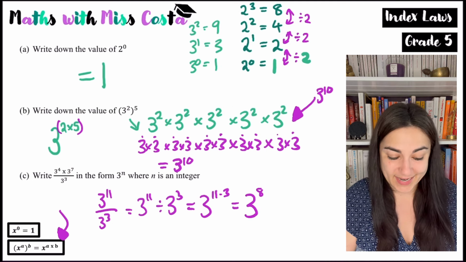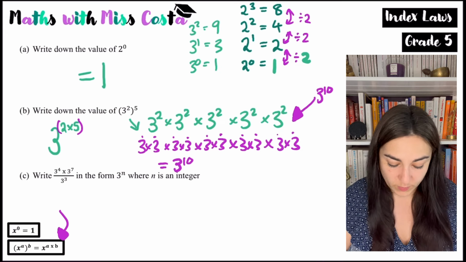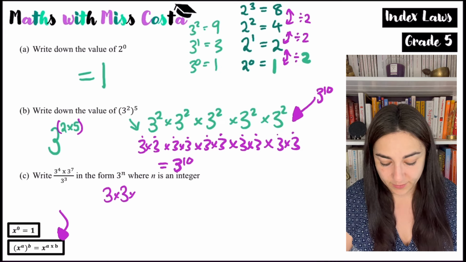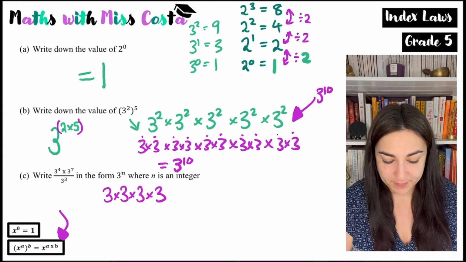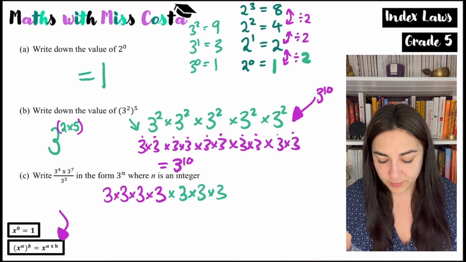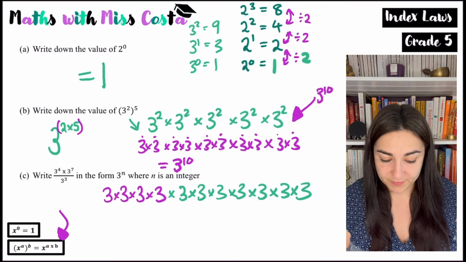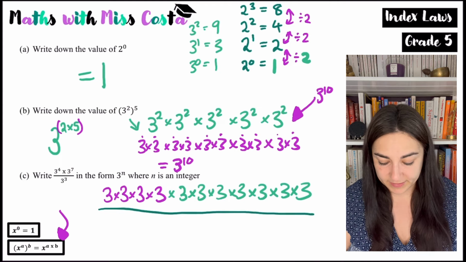But let's just take it one step back, just because this is a revision video. What can we do? We could actually just write it out in its pure form. So 3 to the power 4 means 3 is being multiplied by itself 4 times. 3 to the power of 7 means 3 is being multiplied by itself 7 times. And that is being divided by 3 to the power of 3.